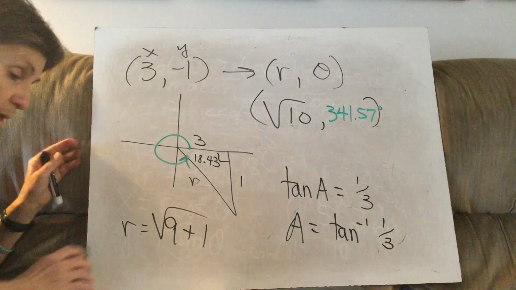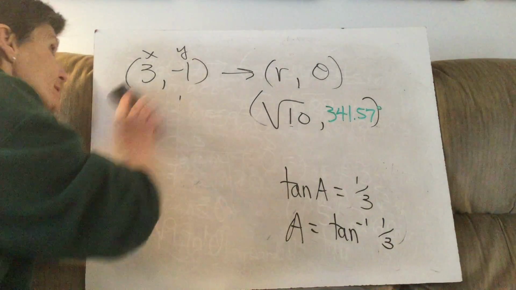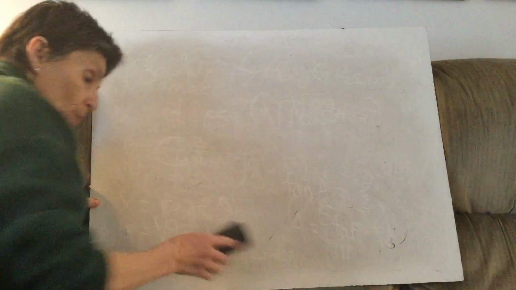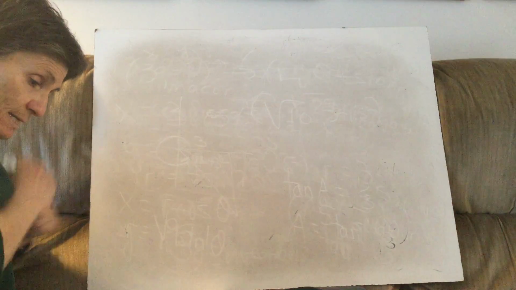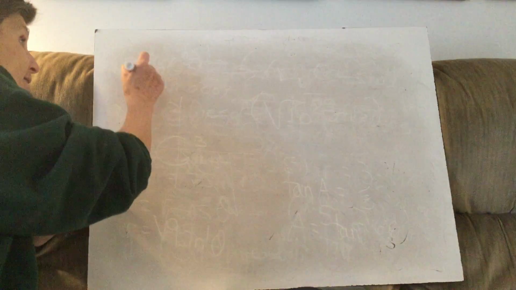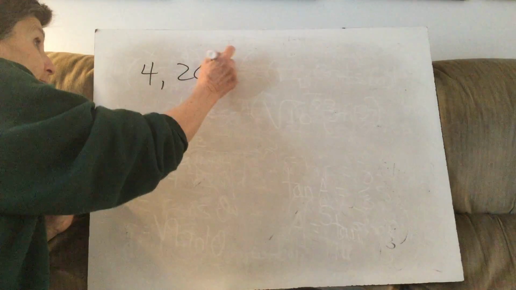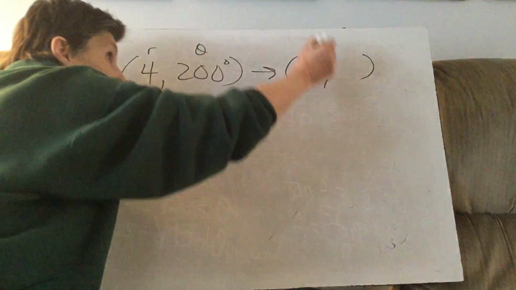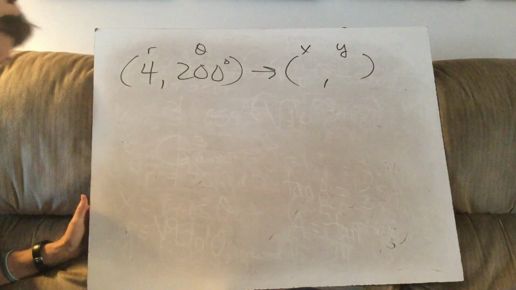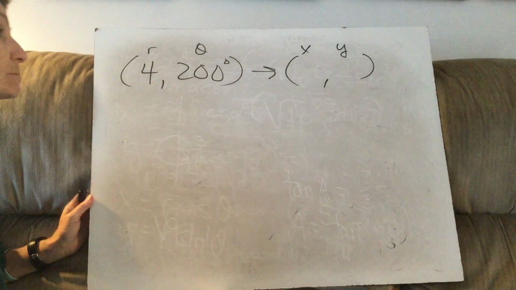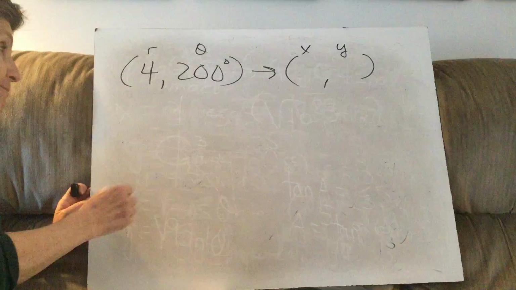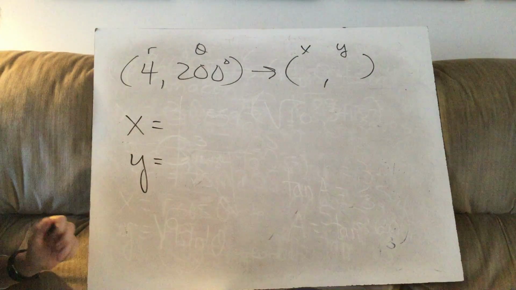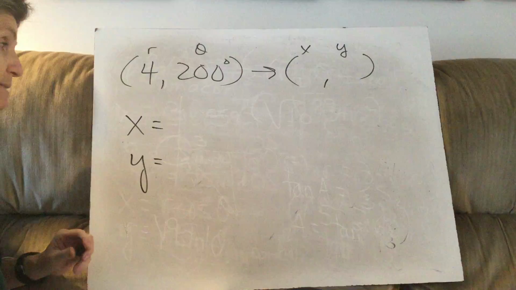The next one is the opposite. We've already done a couple of these. Again, I know it's redundant, but it's just more practice. We've already done one like this, 4, 200. These are the polars, and you want to convert it to rectangular. So that means you're looking for x and y. I'm not even going to write it down again. I've written it so many times.